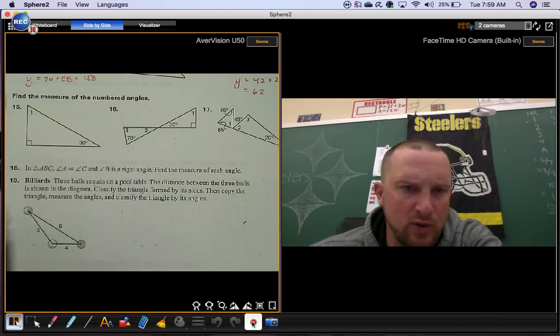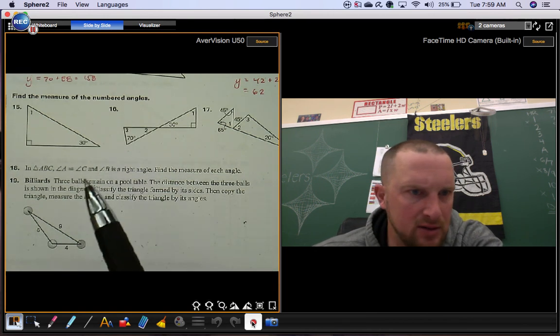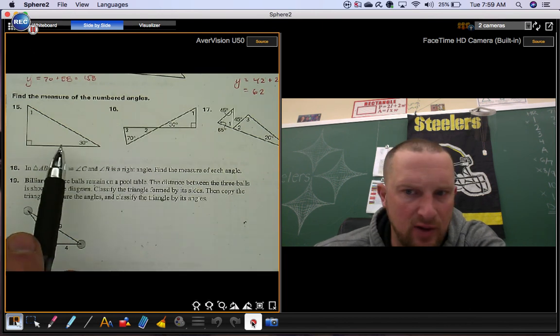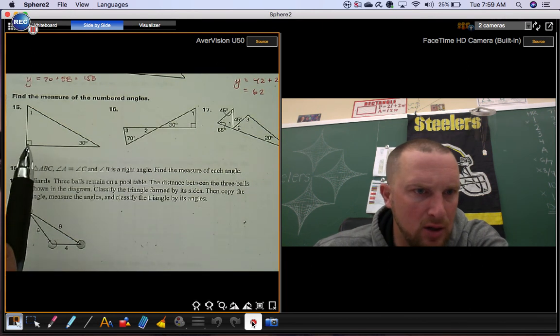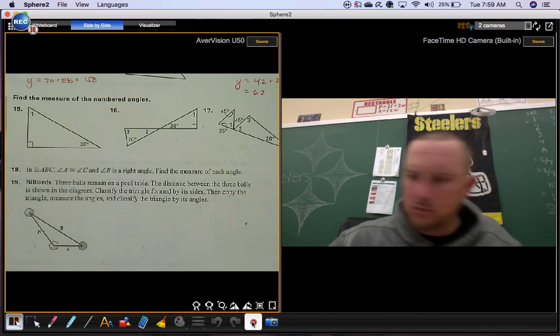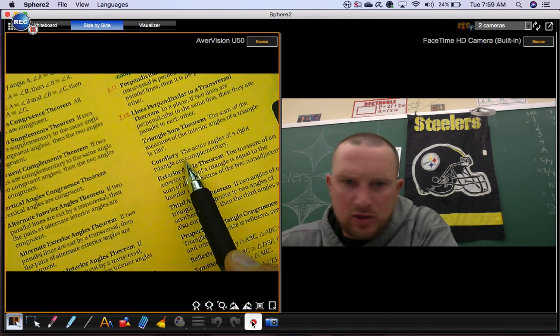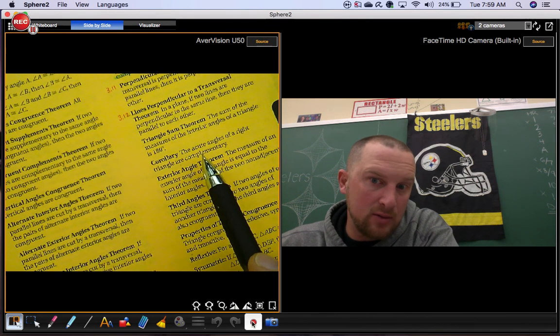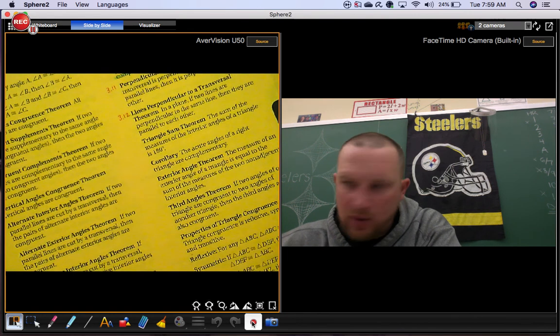Same thing with these ones. We're going to find the measures of the angles that are missing. So we're going to use a bunch of different theorems here and a bunch of different ideas that we've talked about in this section. You have a right triangle. So you can use this corollary. The acute angles of a right triangle are complementary. That's the corollary that goes with this triangle angle sum.